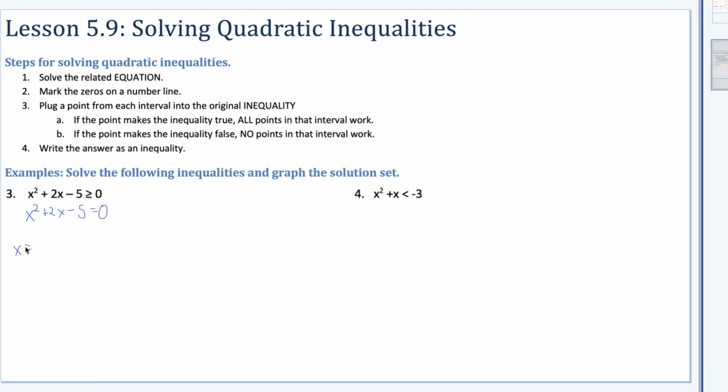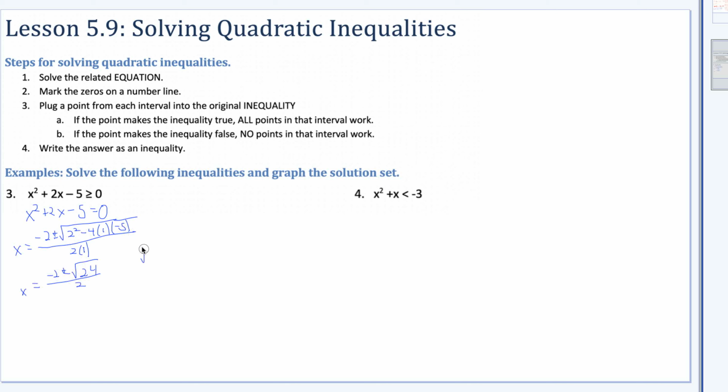So x equals negative b, so b is 2, so negative 2, plus or minus the square root of b squared, so 2 squared, minus 4, times a, which is 1, times c, which is negative 5, all over 2a. And a is 1, so all over 2. And so we have negative 2 plus or minus, this is going to be 4 plus 20, so square root of 24, all over 2.